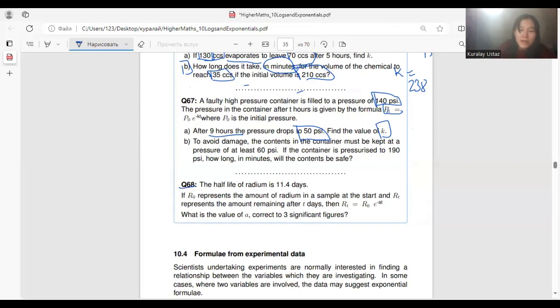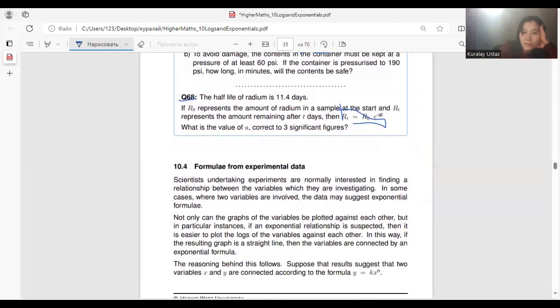This one, the half-life of radium is about 11 days. That is the law. R0 is the initial amount of radium. So you need to find the value of A. That says the half-life, yeah? So RT is half of the initial amount. So R0 over 2 is R0 times e to the minus A, T is 11 days, 11.4 days. So we need to find the value of A.